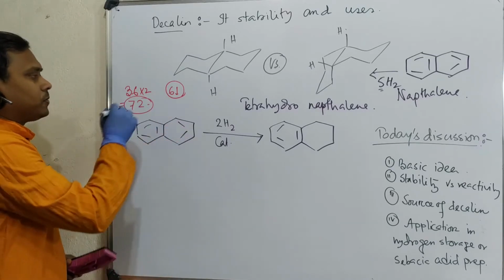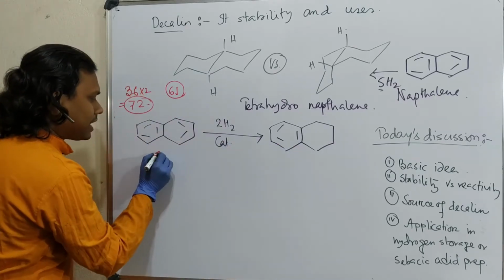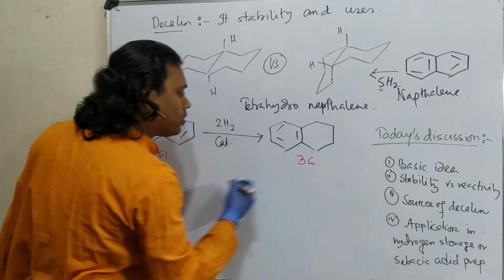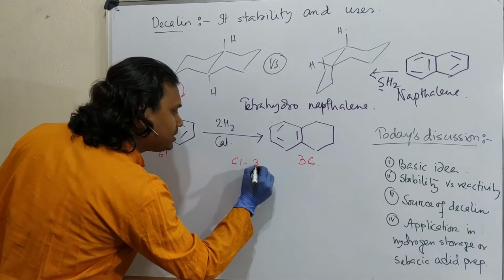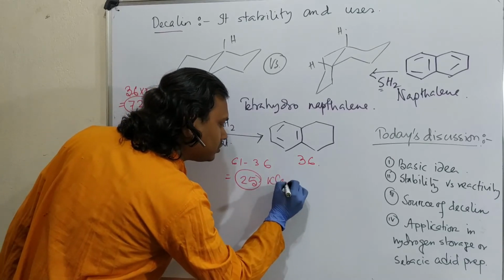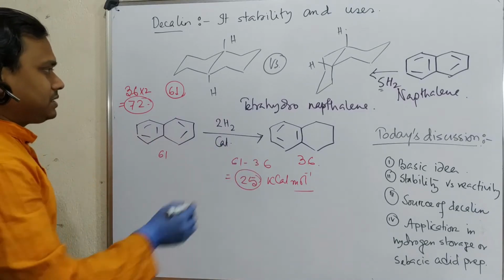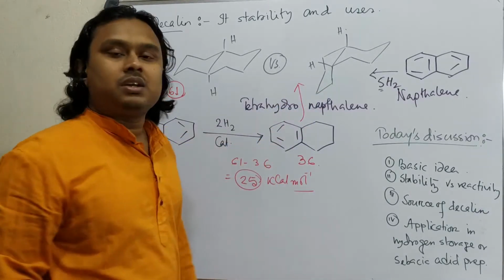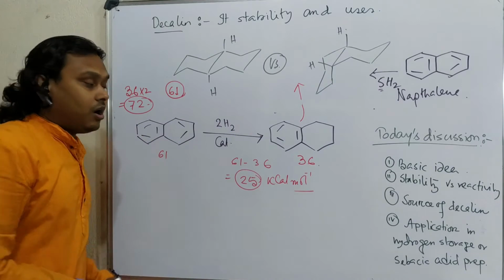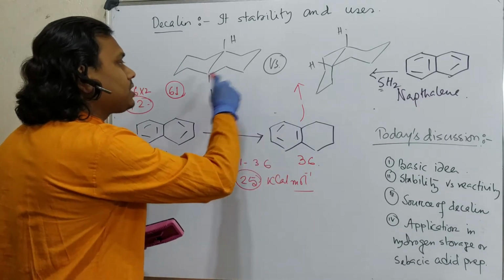That's a different issue. So if you reduce naphthalene into this tetrahydronaphthalene, right now this is 61, right now this is 36. So how much is the loss of resonance energy? 61 minus 36 equals 25 kilocalorie per mole. That's why, if you compare, the first step is this and the second step is this decalin preparation, which one is easier? Obviously the first step is easier. So this is the chemistry, and in this way it will result.